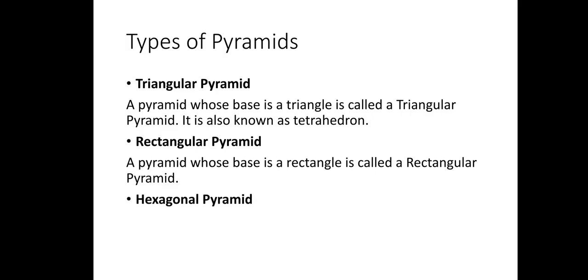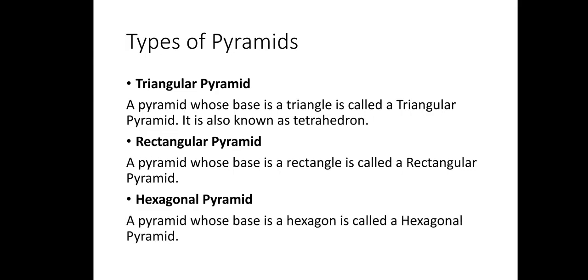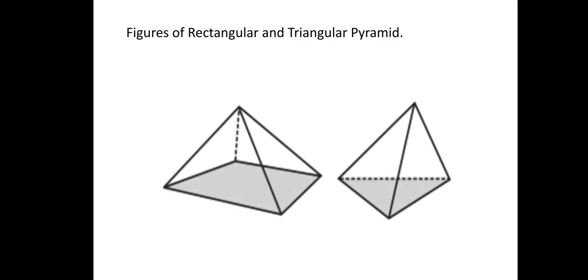Hexagonal pyramid. What do you mean by a hexagonal pyramid? A pyramid whose base is a hexagon is called a hexagonal pyramid. Simple as this. Coming to the figures of rectangular and triangular pyramid. These are the two figures. Base is a rectangle, lateral faces are triangles with a common vertex, so the first one is a rectangular pyramid. Second one, base is a triangle, lateral faces are triangles with a common vertex, so the second one is a triangular pyramid.